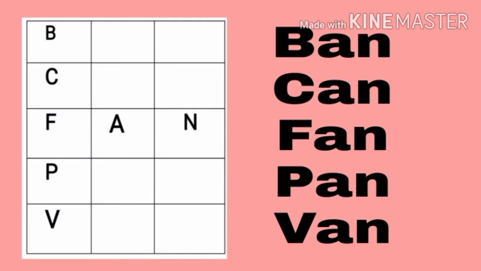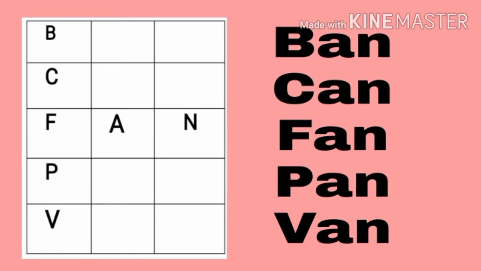So B's phonic sound is B. Then A's phonic sound is A, and third one is Yan. Yan phonic sound is Na. So B-A-N, ban. Here I write B-A-N, ban.